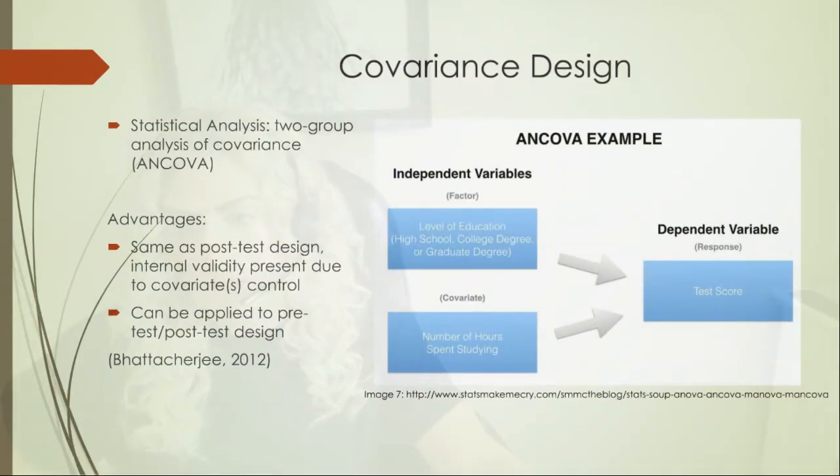And we can see here there is an example on the side. So again, the statistical analysis is the two-group analysis of covariance, so ANCOVA. The advantages are same as post-test design, internal validity present due to the covariates control, and this can be applied to the pre-test, post-test design. And the example here, which I found easy to understand: independent variable, the factor, would be your level of education, covariate would be the number of hours spent studying, and your dependent variable, the response, being your test score.